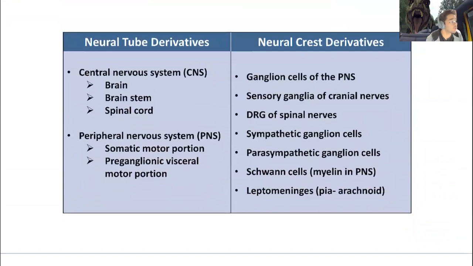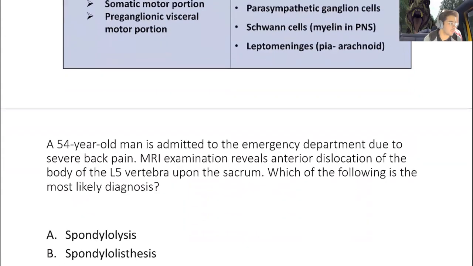Now, in terms of neural tube derivatives, remember the central nervous system is basically composed of the brain, brainstem, and spinal cord. Peripheral is all the somatic motor innervation and the preganglionic visceral motor portion. The neural crest derivatives are tested a lot and go a lot of different places. You're going to cover neural crest cells like nobody's business in every single module moving forward, all the way till you take your first BSCE of year one. But for the time being, I'd commit to memory that Schwann cells are part of the neural crest derivatives, as well as your maters. Your pia and arachnoid are from the leptomeninges, which is from the neural crest derivatives. Those are the ones they like to ask because it's very MSK tied in.